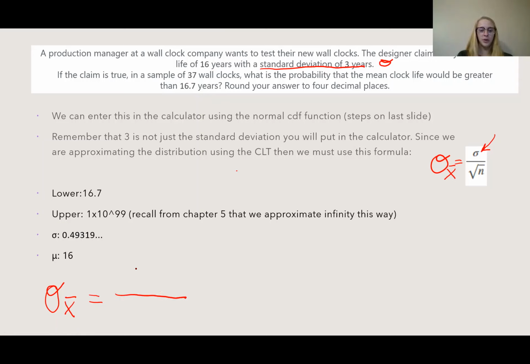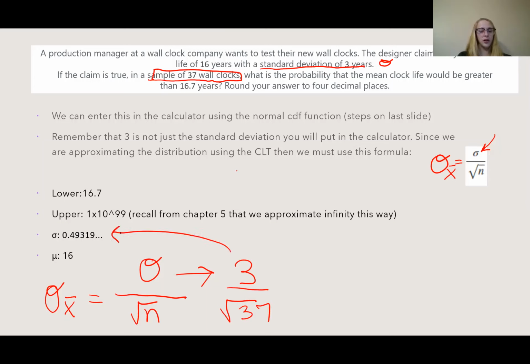is, I'm just going to write this out. All right, so our standard deviation is 3 over the square root of our total sample size, and the sample size in the problem is 37. So that is what's going to go right here. Now I have it in decimal format because that's just what I like to put into the calculator. I like to calculate it out like this and get the long decimal, and then my calculator just automatically converts it when I use the normal CDF function.